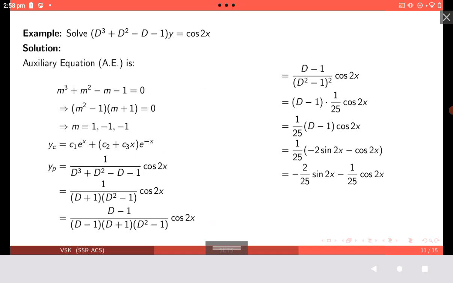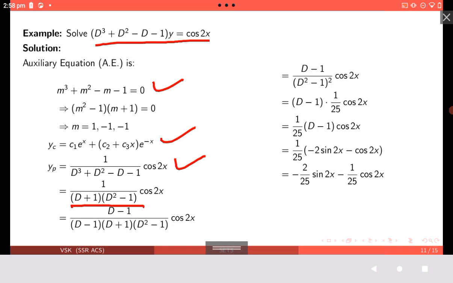Here, (D cube plus D square minus D minus 1) y is equal to cos 2x, that we have to solve. So this is the auxiliary equation, and from this you can find the complementary function very easily. Now we'll go to the particular integral. This can be written as 1 upon D cube plus D square minus D minus 1. And when we factor this, we get this expression.